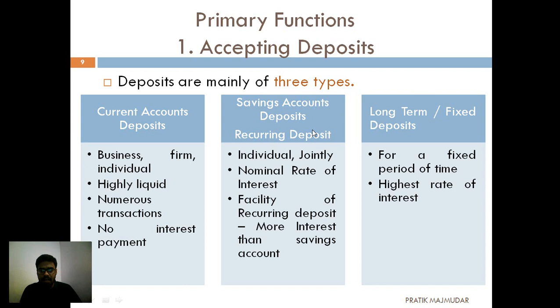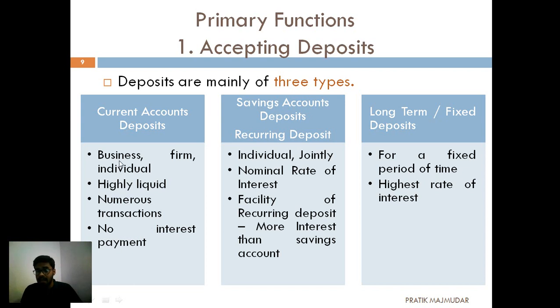Whereas a savings account can be opened by the individual person or jointly. For example, me and my wife, we are jointly opening an account, so that is a joint account. Or the long term or fixed deposit, that can be opened by any one of them. Now let's start with this one.